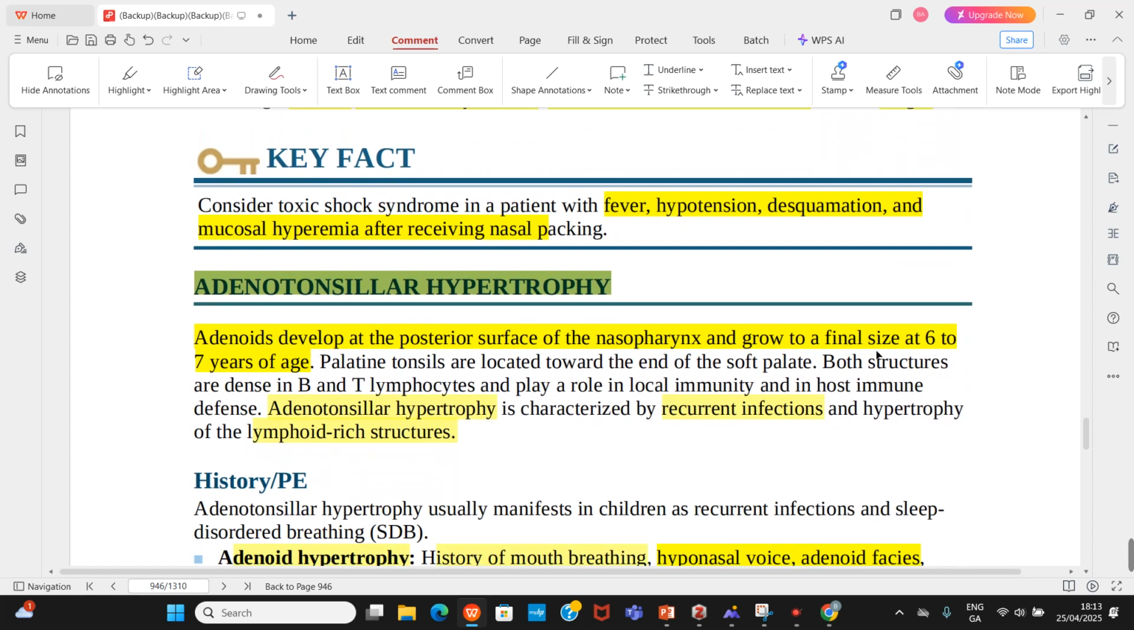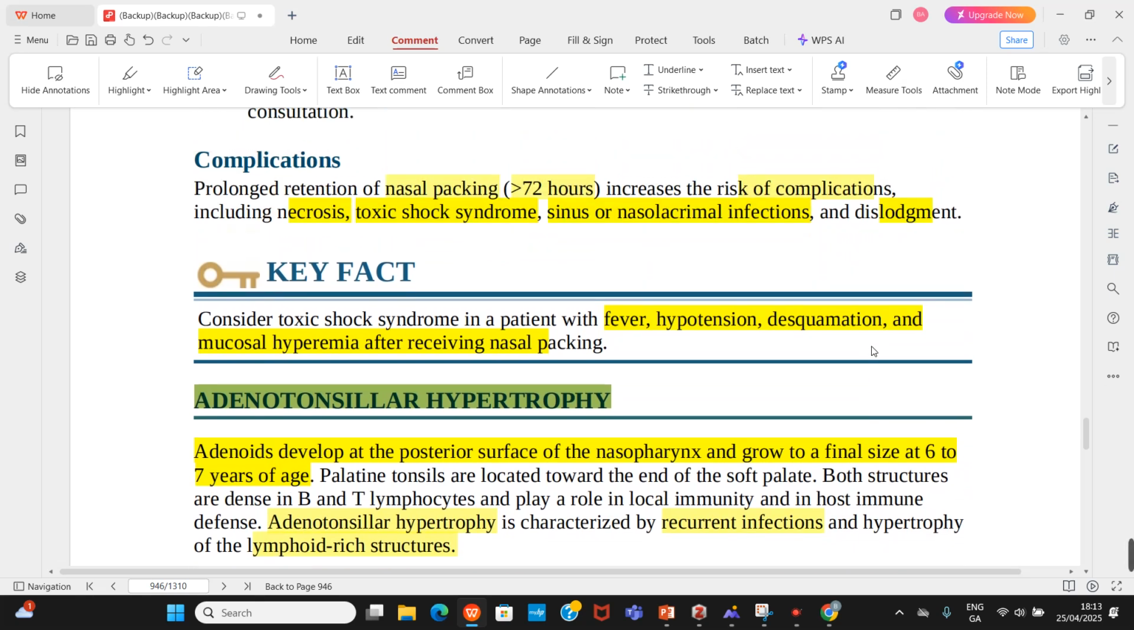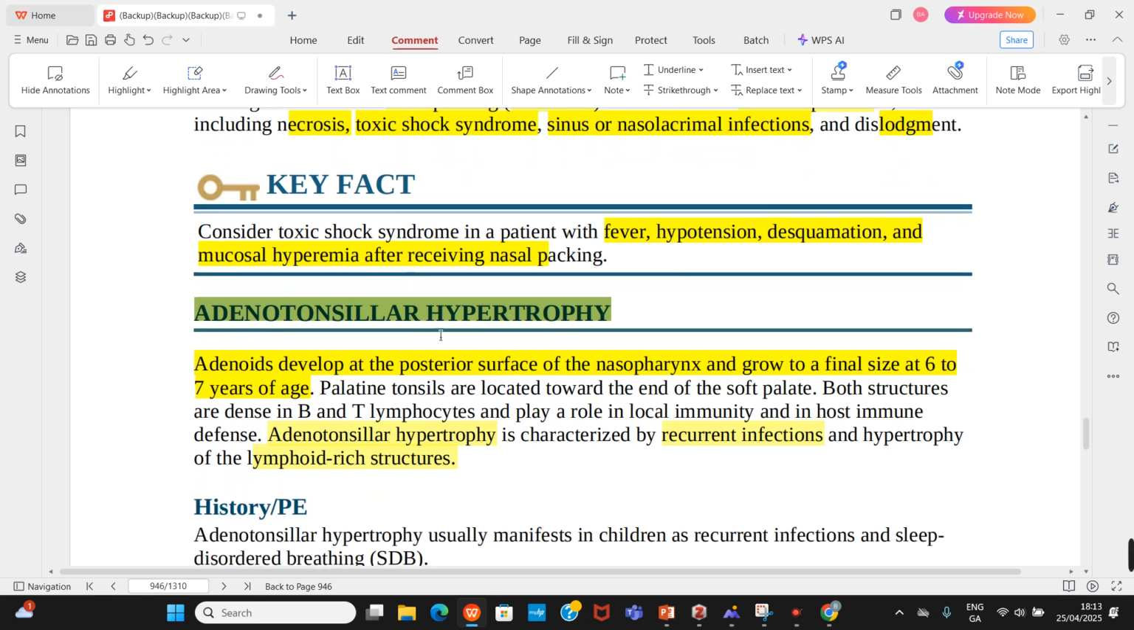So suspect toxic shock syndrome in somebody that's having fever, hypotension, desquamation after packing for a long time. So they will have fever, hypotension, desquamation, and some systemic problems. It could be liver, it could be AKI, it could be neurologic. Think about toxic shock syndrome from Staph aureus.